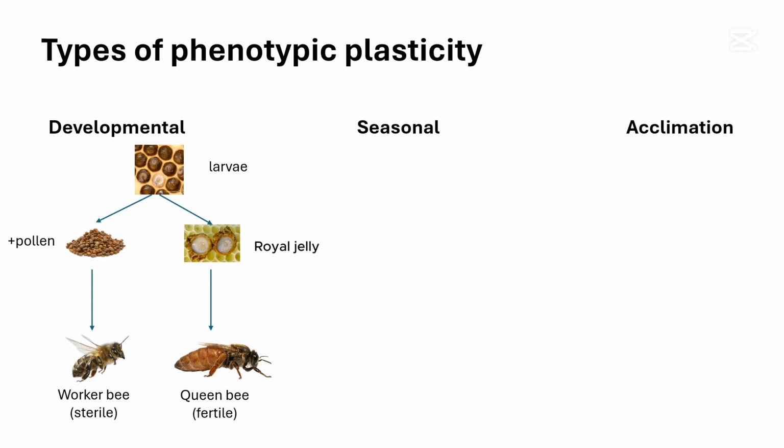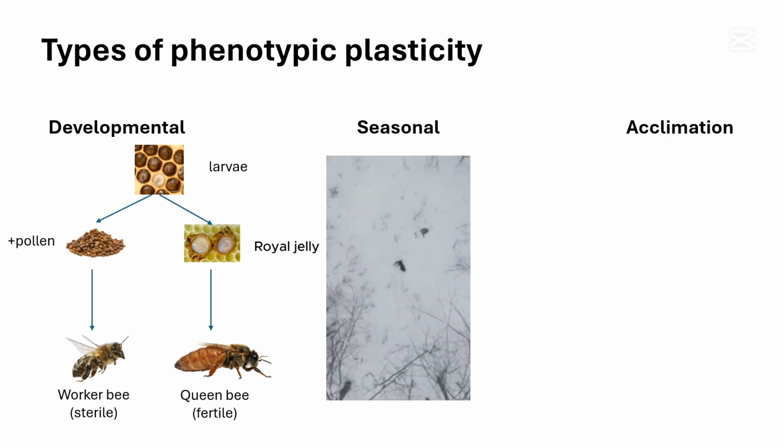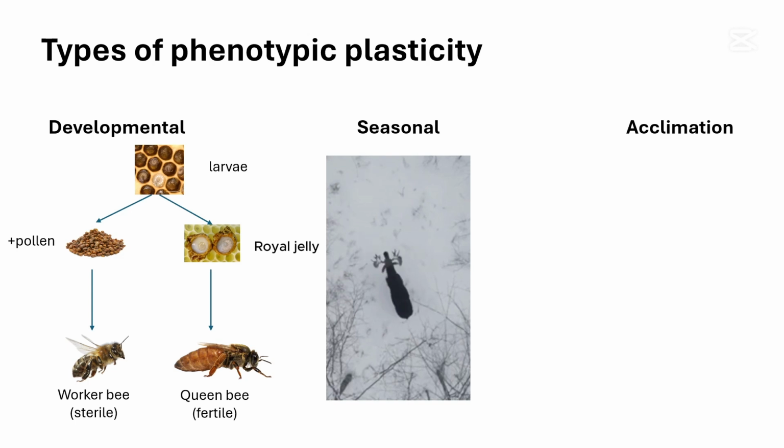In seasonal plasticity, the phenotype of an individual changes regularly in response to seasonal cues. The most famous example is the leaf falling of deciduous trees, but there are a lot of seasonal plasticity examples in animals too. Such is the case of the loss of antlers during winter season in several ungulate species.